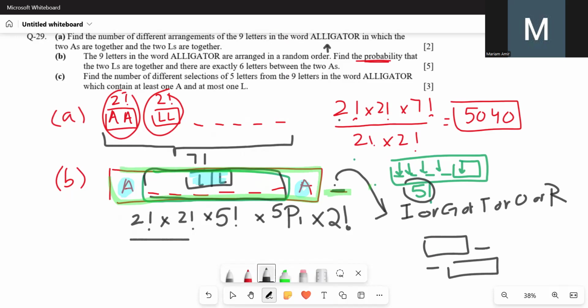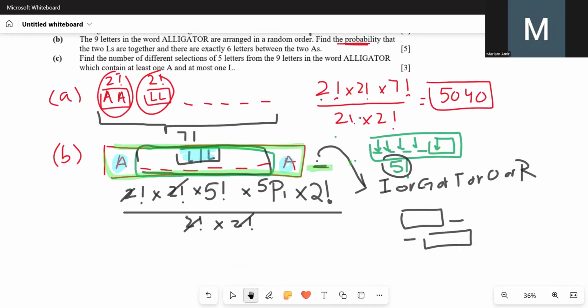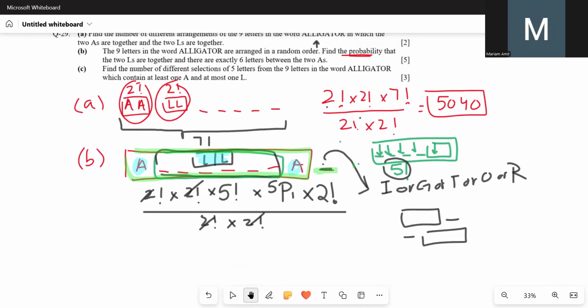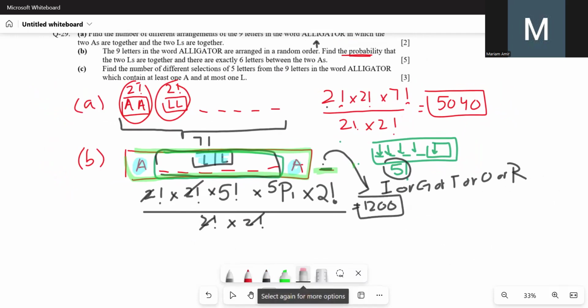Okay, so these are the complete arrangements and we divide by the total number of repetitions, which is 2 factorial and 2 factorial. Okay, so this would give us 1200, which is the answer for part B.